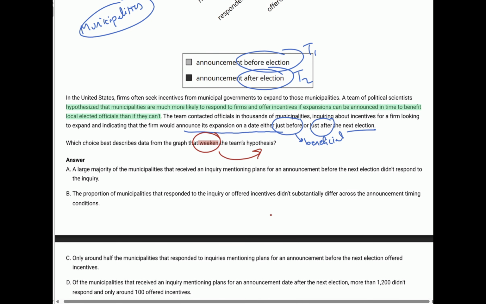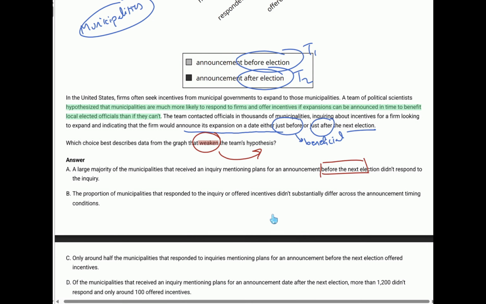A: a large majority of the municipalities that received an inquiry mentioning plans for an announcement before the next election didn't respond to the inquiry. Without even going back to the graph, I think it's evident that this is not even helpful because we're only talking about one time period. So we're talking about before the next election. What happened to the other one?